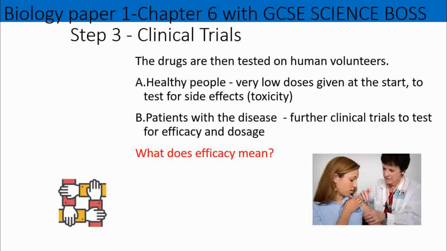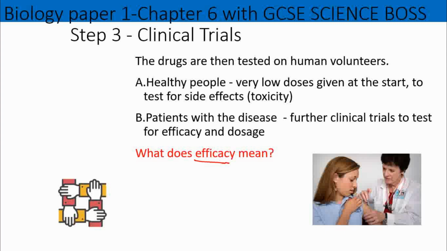And then in step 3, this is now where the drug, after passing stage 1 and 2, is tested on human volunteers, okay? So healthy people are given very low doses at the start to test the side effects, to test how much is going to make it toxic. And then it's also given to people who have the disease. So we want to see, is it working, at what dosage does it work? We want to see how effective it is, the efficacy of it, does it actually work?